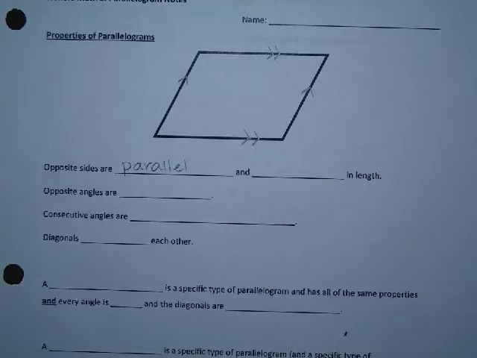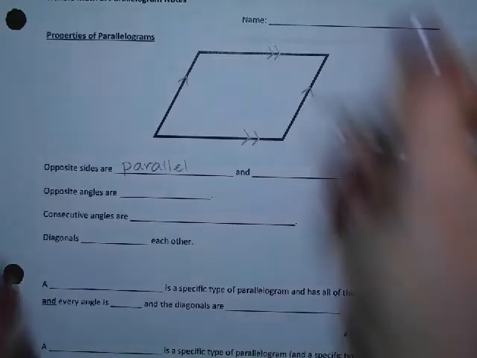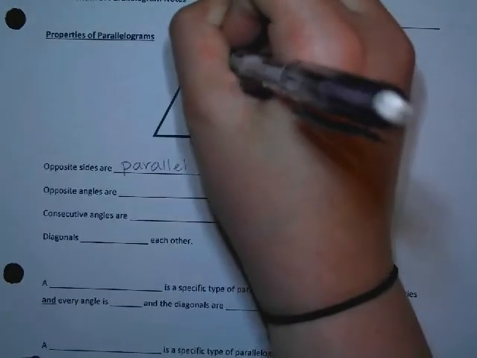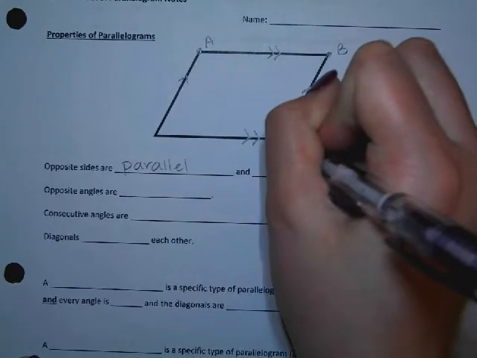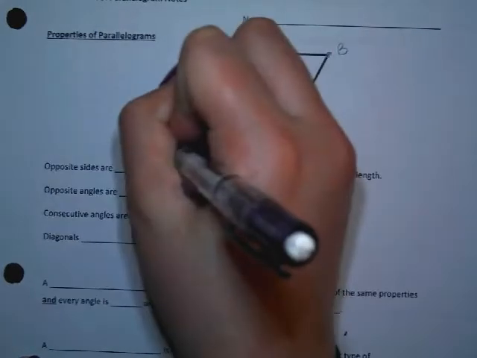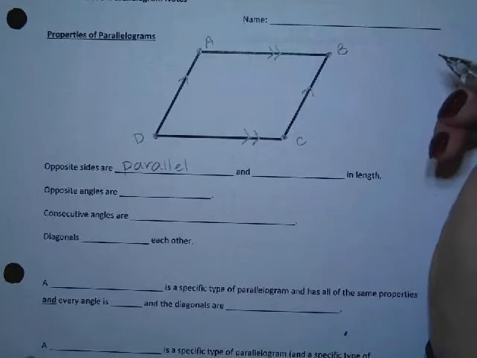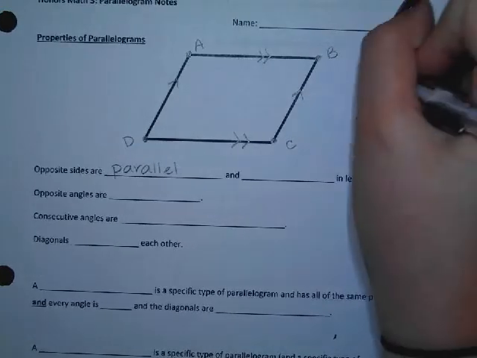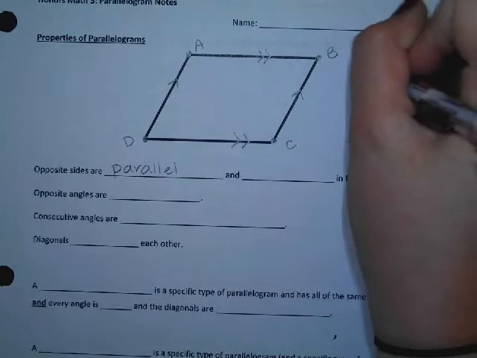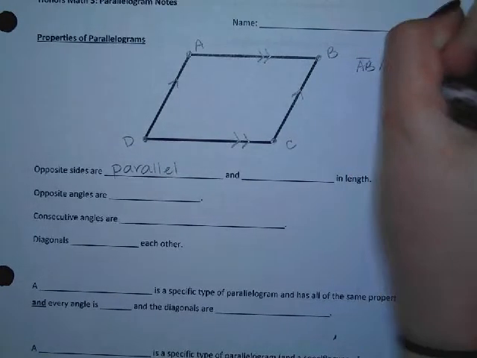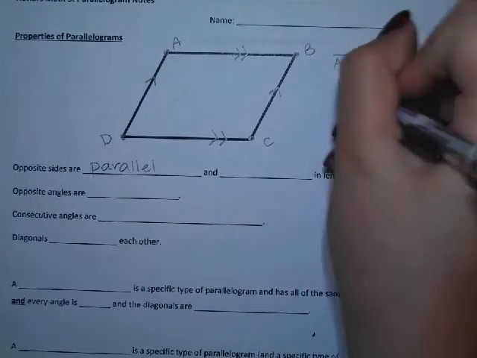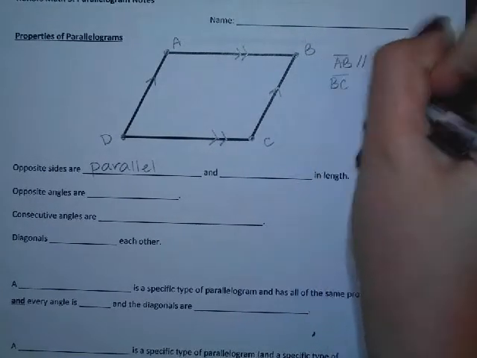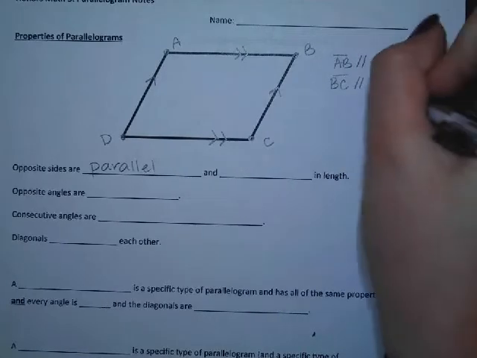All right. We're going to go ahead and label each of these vertices. So I'm going to call this parallelogram A, B, C, and D. And so AB is parallel to CD. BC is parallel to AD.